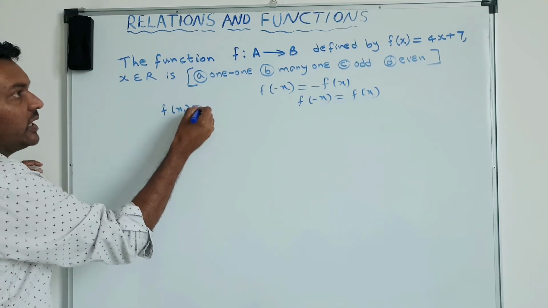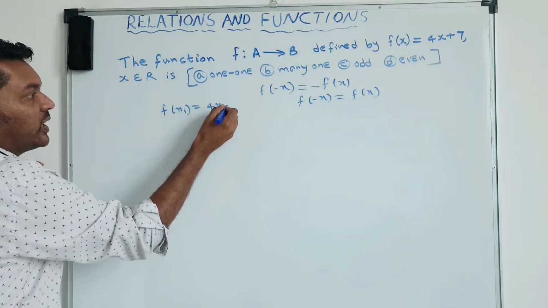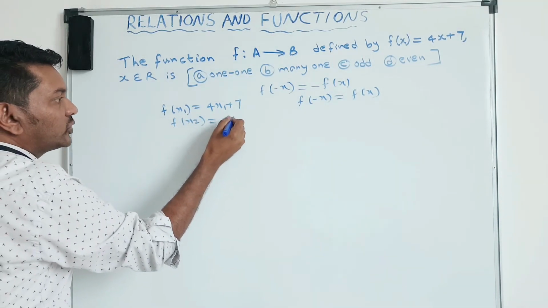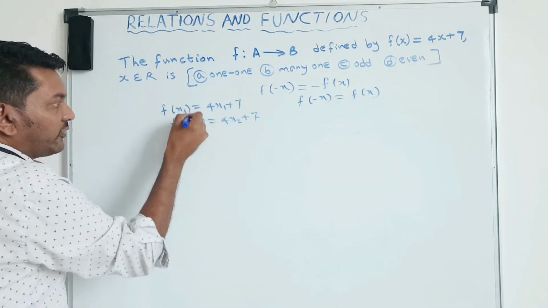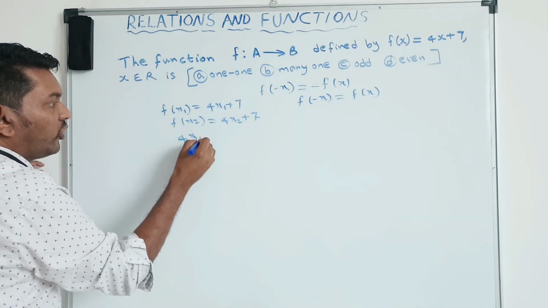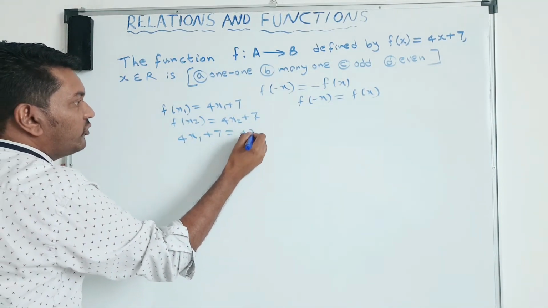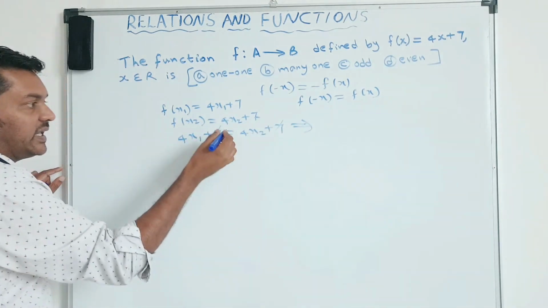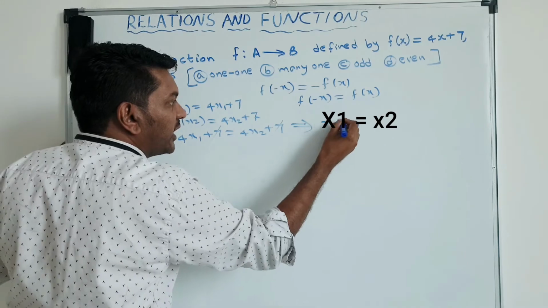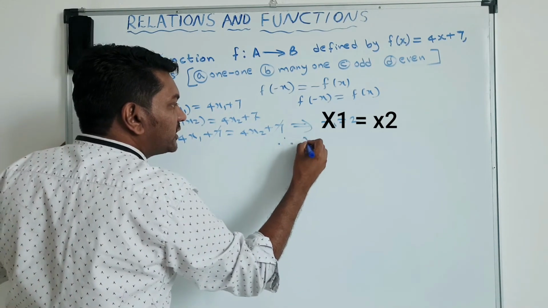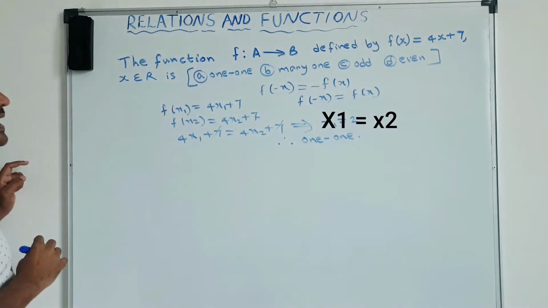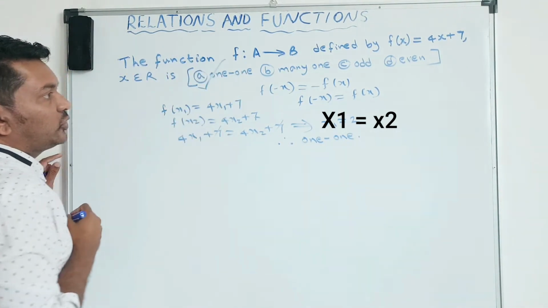f of x1 equal to 4x1 plus 7. f of x2 is 4x2 plus 7. Equating f of x1 and f of x2, 4x1 plus 7 equals 4x2 plus 7. From here, cancelling the 7 and then cancelling 4, you will get x1 equal to x2. Therefore, it is a 1 to 1 function. So our answer is option A, 1 to 1.